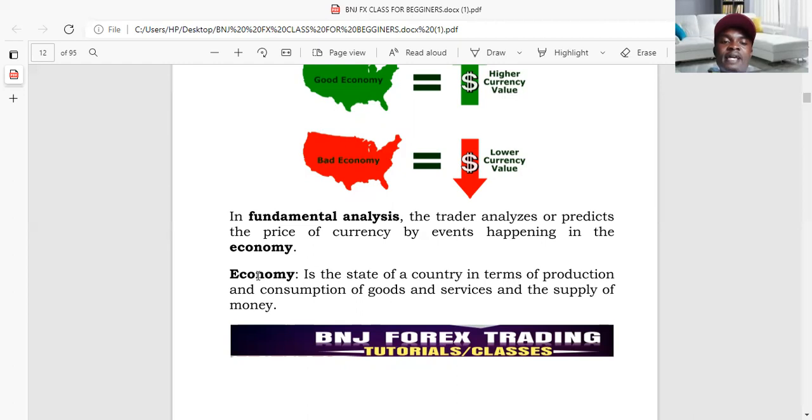So here we say economy is the state of a country in terms of production and consumption of goods and services and the supply of money. So while trading pair currency, the economy of that particular country you are trading, you must understand it. You must know what happens there before you start trading.